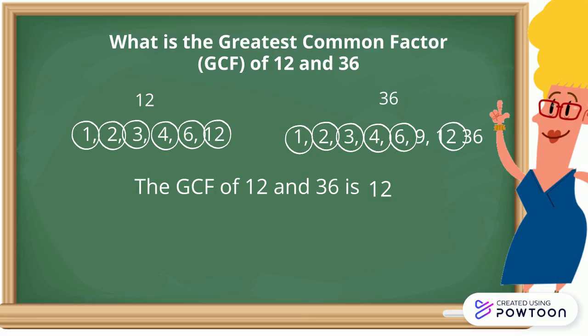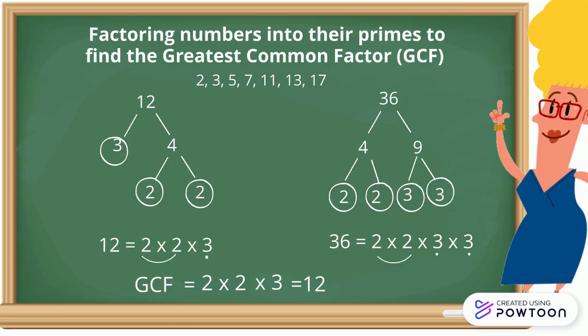So far, we have reviewed how to find the GCF by listing the factors of each number and then finding the greatest factor that they both have in common, and through prime factorization by using factor trees.